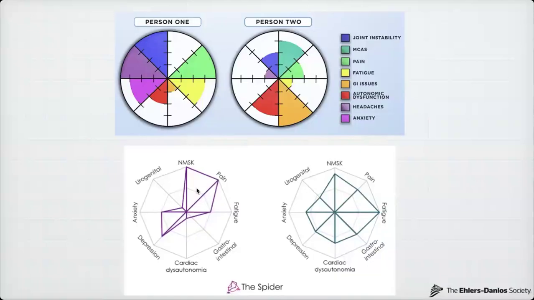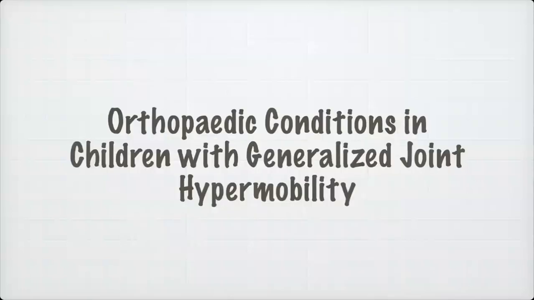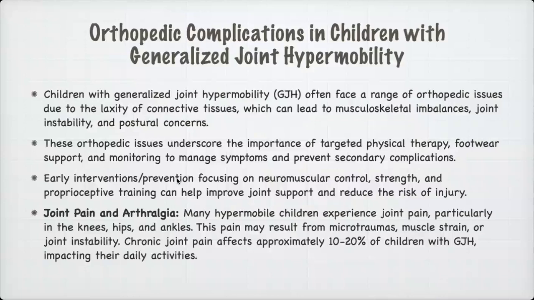Okay. So now I would like to switch to another big topic before we reflect on how parents can support children. And this alone could be another 1-hour presentation or more. This is just to raise some awareness of the most commonly occurring conditions. It's important that children with generalized joint hypermobility often face a range of orthopedic issues due to the laxity of connective tissues, which can lead to musculoskeletal imbalances, joint instability, and postural concerns. These orthopedic issues underscore the importance of targeted physical therapy.